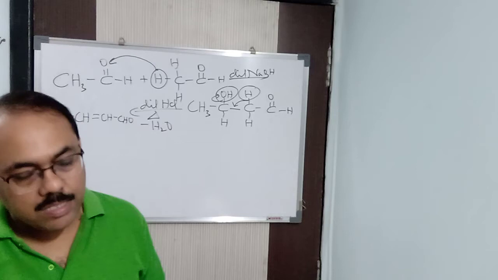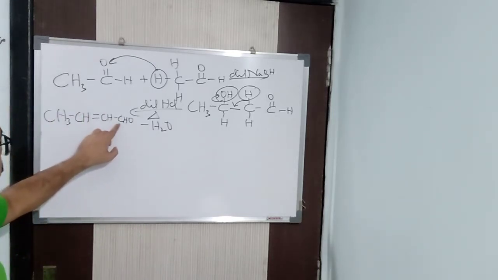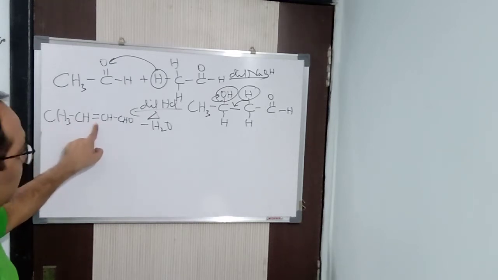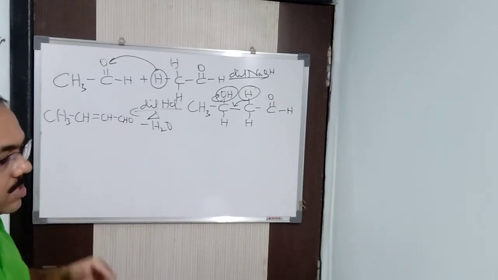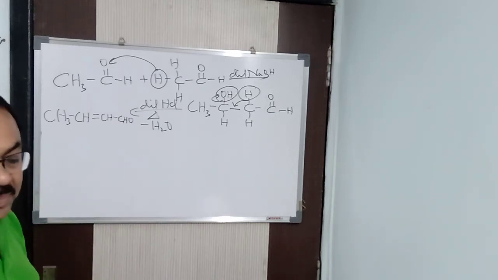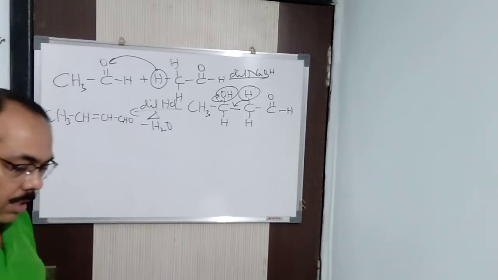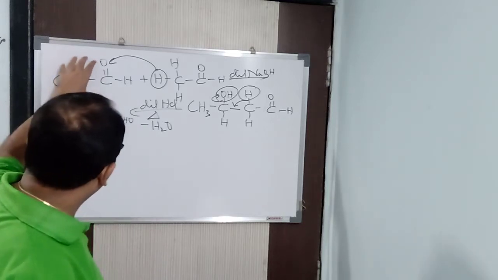What is the name of this particular product? It is called but-2-en-1-al, the IUPAC name. See, 1, 2, 3, 4. But, 2-en, second position ene, and first position al. Or the common name is crotonaldehyde. Got it? Crotonaldehyde, CROTONALDEHYDE. Clear? In this way, we can carry out the reactions by using acetone.